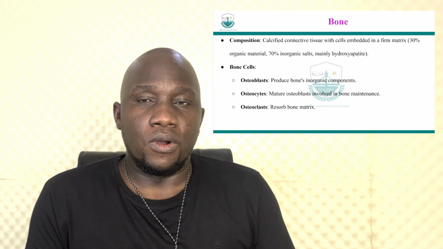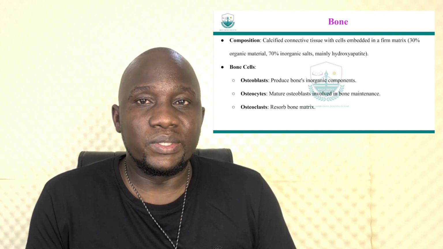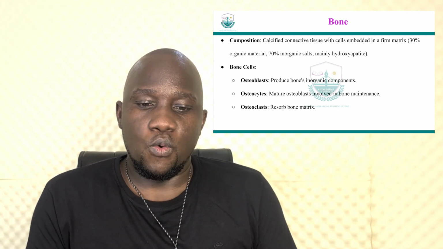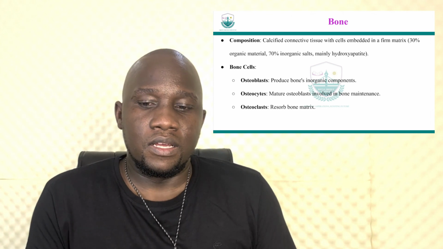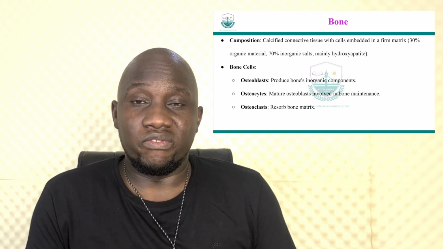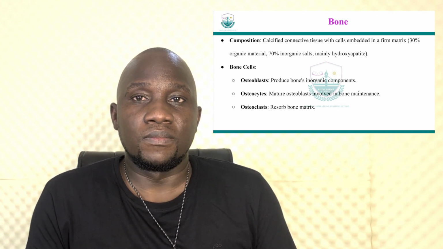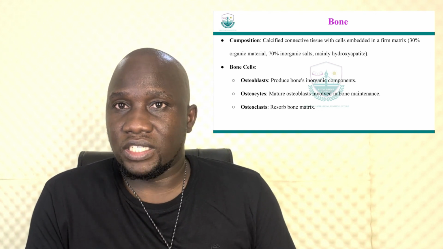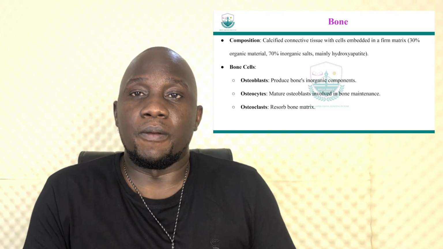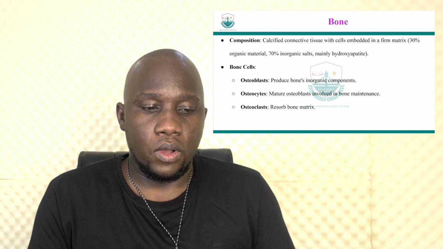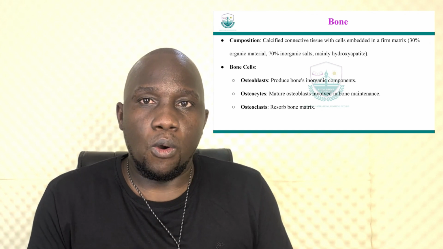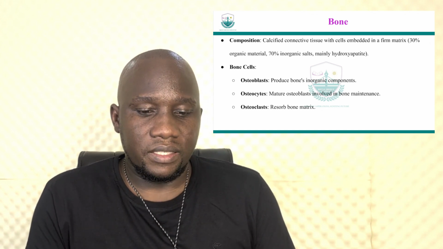Okay, so in here we are stressing the fact that bones are calcified connective tissues with the cells embedded in a matrix. So that matrix is 30% organic material, and most of it is actually the inorganic salts. And that's why we are talking about calcium phosphate, calcium carbonate. They are the ones that are more in there. Okay, so the cells that we have in the bone, we have the osteoblasts, osteocytes, and then the osteoclasts.